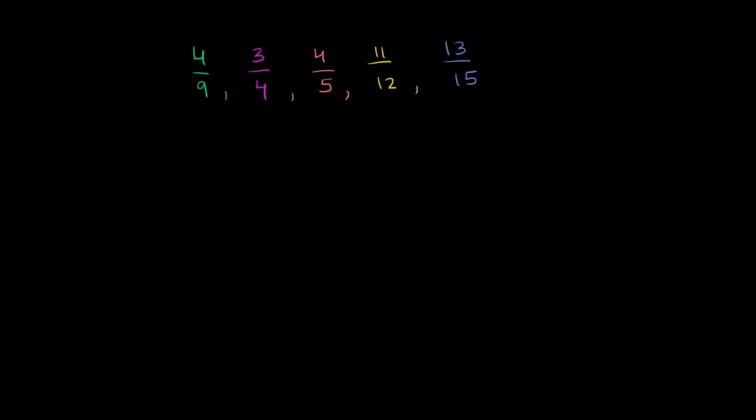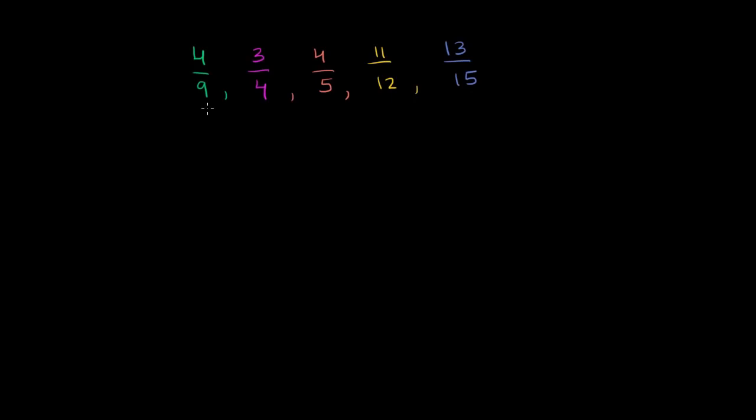What I want to do in this video is order these fractions from least to greatest. And the easiest way, and the way that I think we can be sure we'll get the right answer here, is to find a common denominator. Because if we don't find a common denominator, these fractions are really hard to compare: 4/9 versus 3/4 versus 4/5, 11/12, 13/15. You can try to estimate them, but you'll be able to directly compare them if they all had the same denominator.